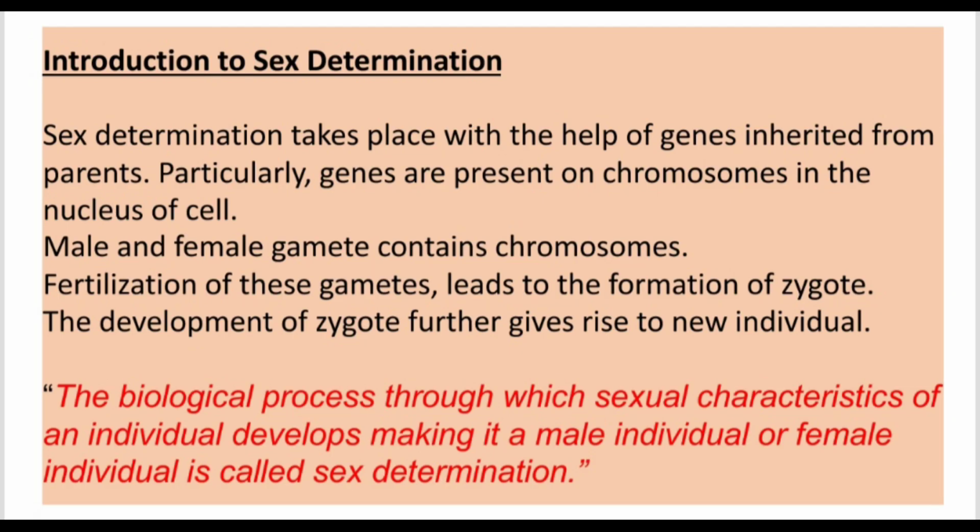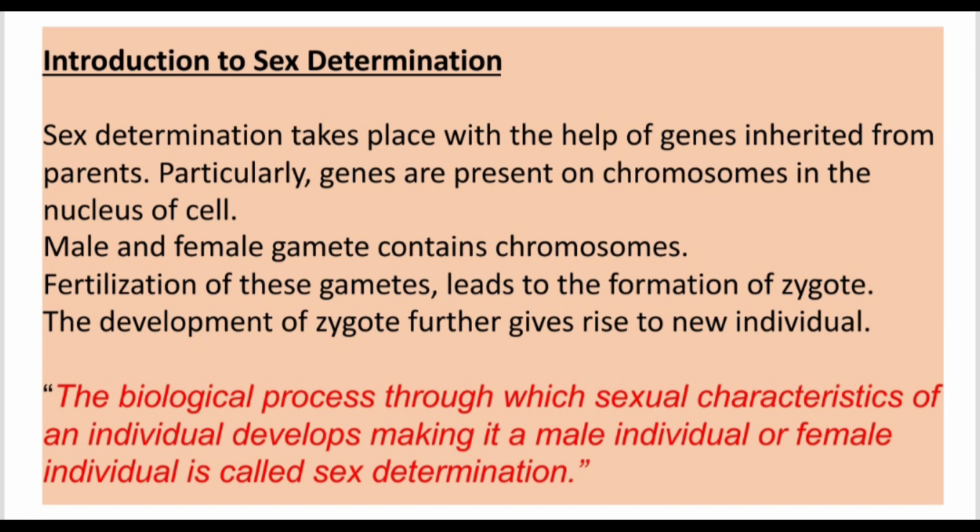Now, introduction to sex determination. Sex determination takes place with the help of genes inherited from parents. Particularly, genes are present on chromosomes in the nucleus of the cells. For sex determination, how the process is done, you can go and watch my short also. I have prepared a short video on that.